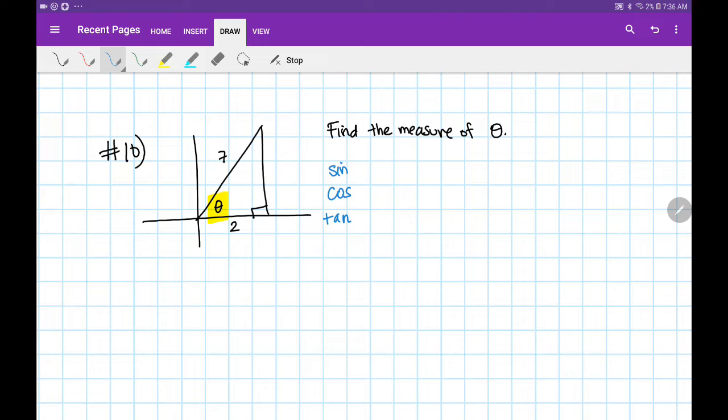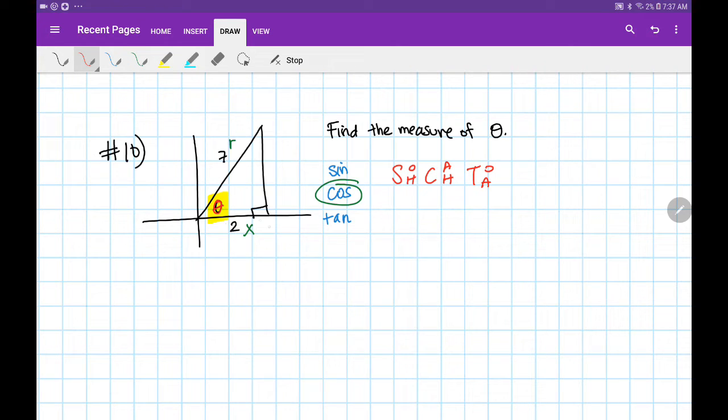Well, notice that this side here, the ones that I'm given, the 2, that's basically my x side, and 7 would be my r side. So between the 3 of these, which trig function uses x and r? That would be cosine.